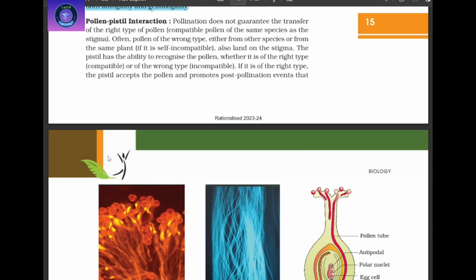And from which end will it enter? It will enter from the chalazal end, I think. Okay, where the synergids were mainly present. So the synergid part where it is present, only from there will it enter. It will not enter from the antipodal side, and not from the chalazal end, but from the micropylar end. Yes, the micropylar end.